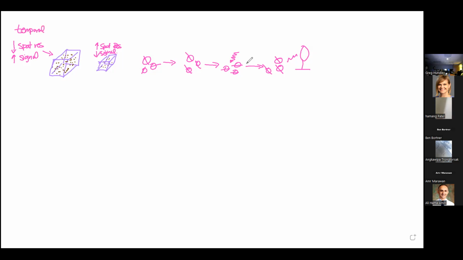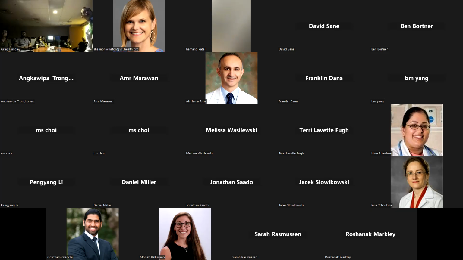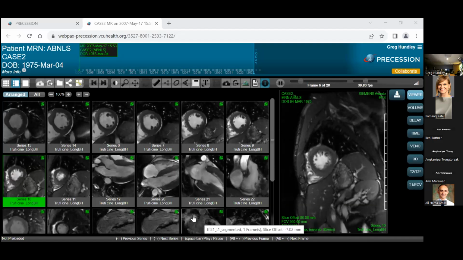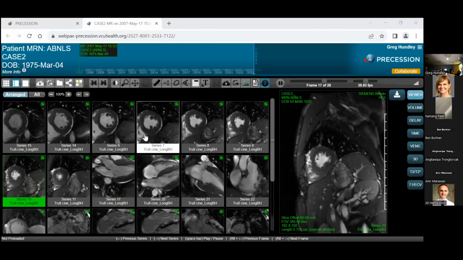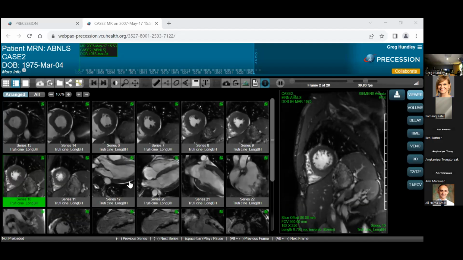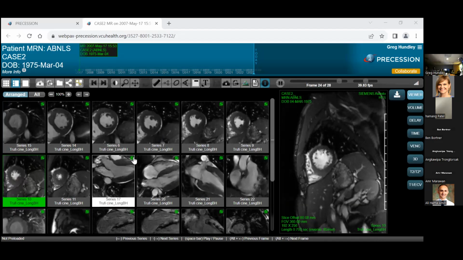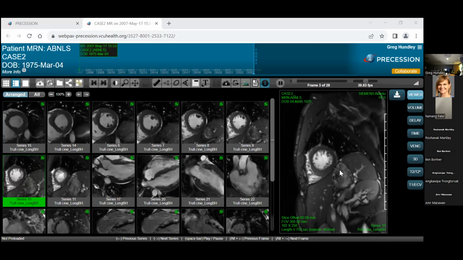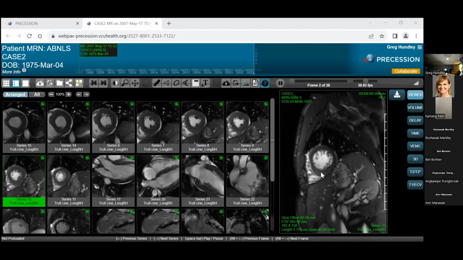Let's see if I can do this right. I'm going to stop sharing this and share this. This is an anonymized study. On the screen, can everybody see these cine movies? I know in the room we can, but what about on the monitors? Yes. Okay, good.